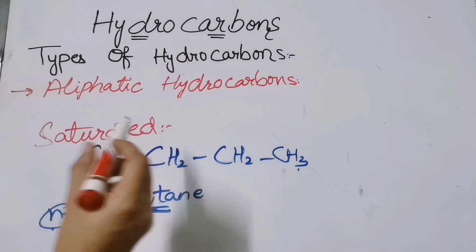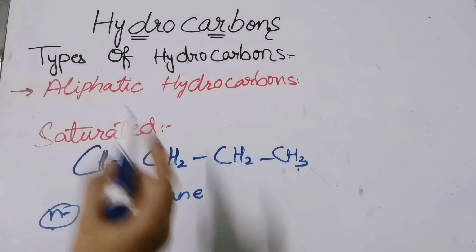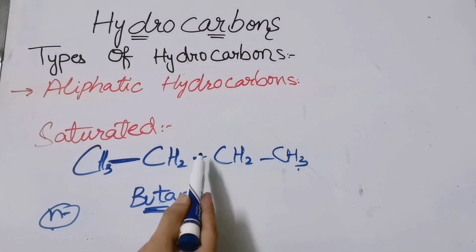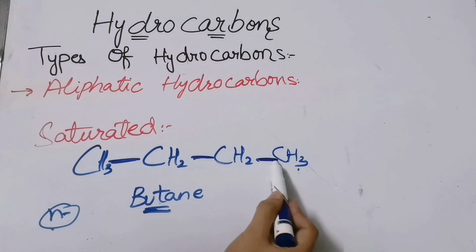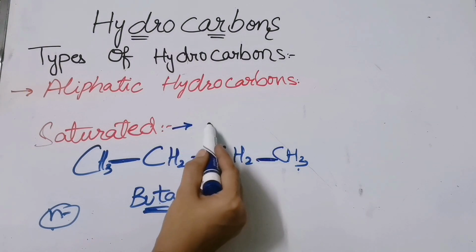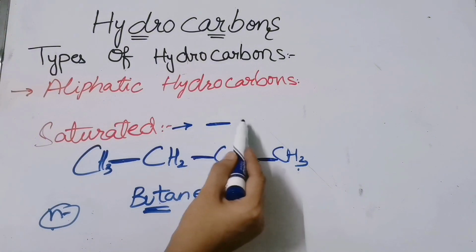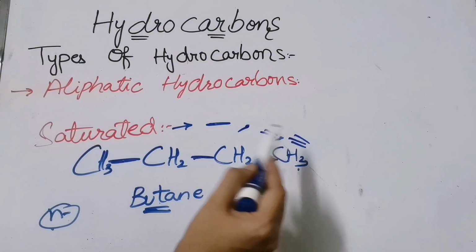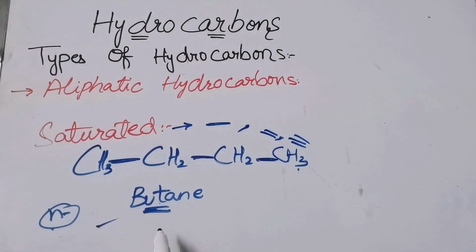Now, saturated hydrocarbons are those hydrocarbons in which carbon atoms are bonded together by single bonds. I already told you that saturated means that they all will be having single bonds and unsaturated means that they will have double or triple bonds. So, this is saturated hydrocarbon. Now let us see the example of unsaturated hydrocarbon.